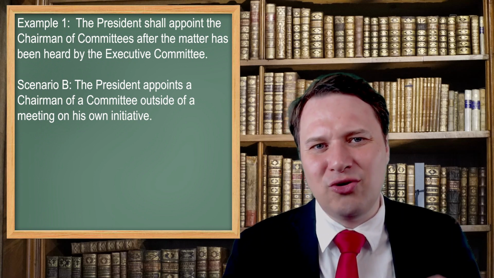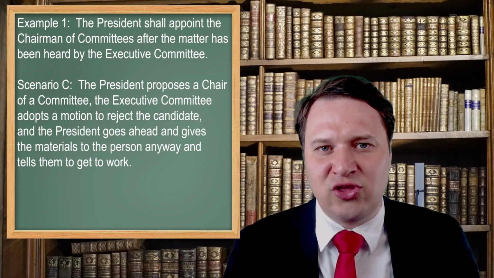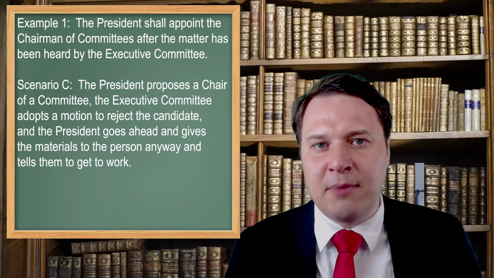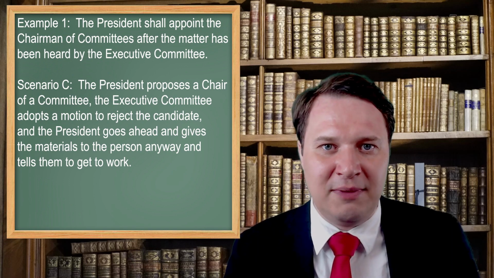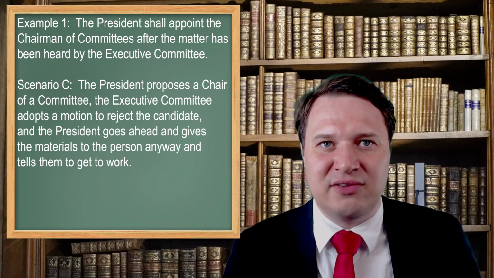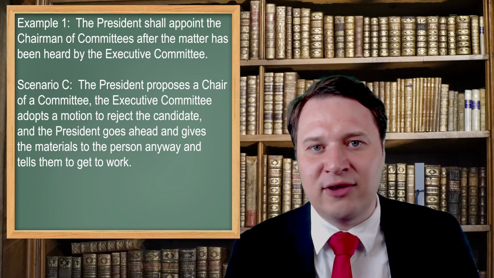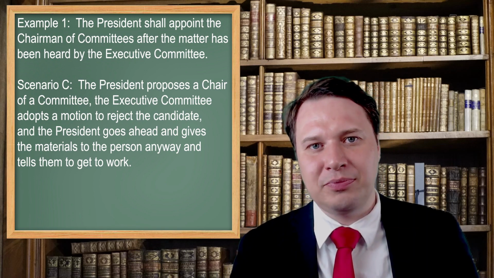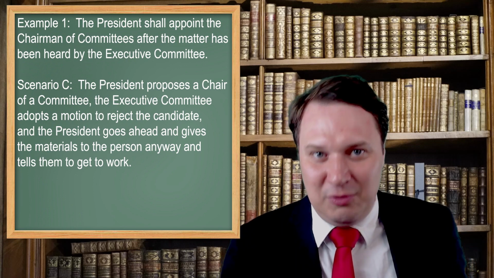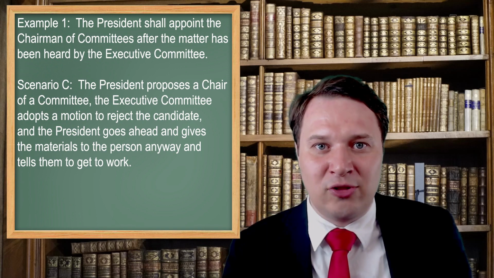Now, the third scenario is a little bit tricky. Imagine that the president proposes a chair of a committee, the executive committee has a hearing, but then they adopt a motion to reject the candidate for the committee. What then? Well, we have to look back at what the bylaw says. The bylaw requires that the president shall appoint the chair of a committee after the matter has been heard by the executive committee. So you might see one side saying, well, we had the hearing, the president offered a proposal, and there was a hearing, and that's all that's required under the bylaw.